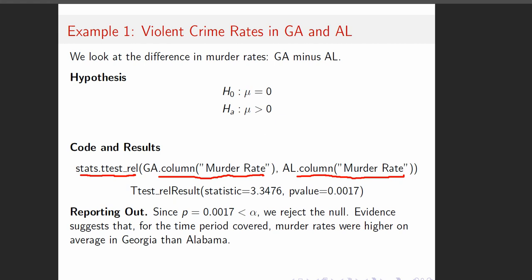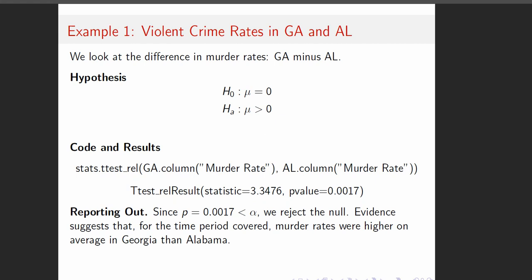Okay. And when we do that, we get a test statistic of 3.3476 and a p-value of 0.0017. And since p is less than alpha, again, we always use the standard 0.05 if it's not given to us, we're going to reject the null. And evidence suggests for the time period that we were looking at, the murder rates were higher on average in Georgia than they were in Alabama.